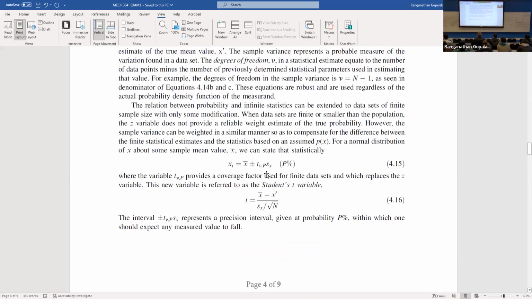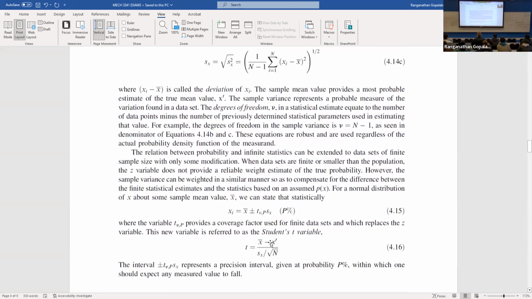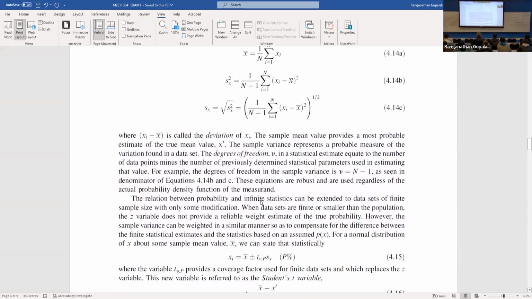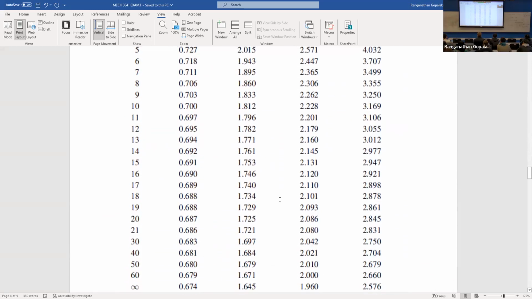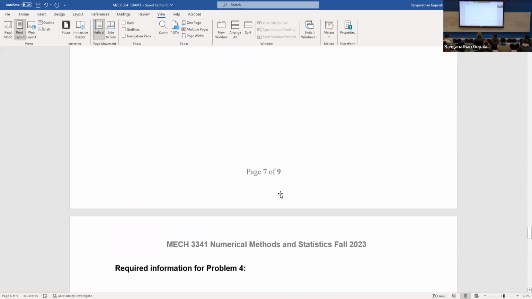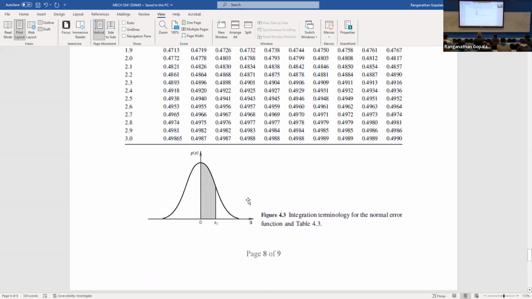Anyway, so this is right here. Sx is what we take as the Sx divided by the square root of n. So everything you need is right here. Okay. So that is the T statistic, which is statistics of small data sets. And then problem 4 is related to Gaussian distribution, which we will discuss today.